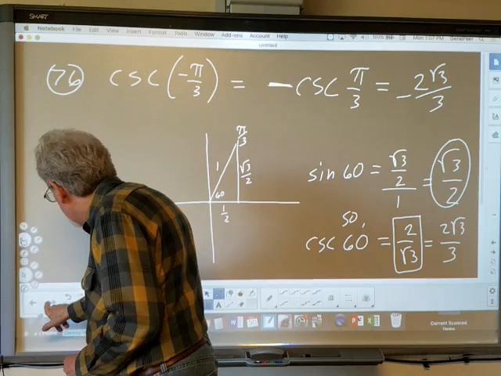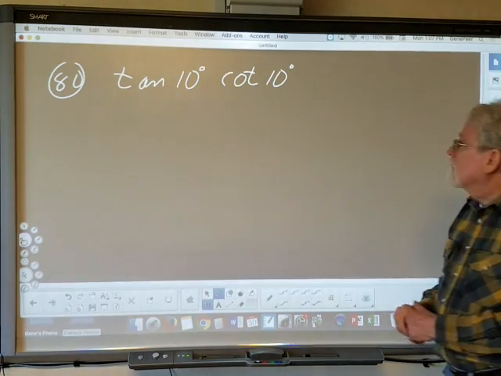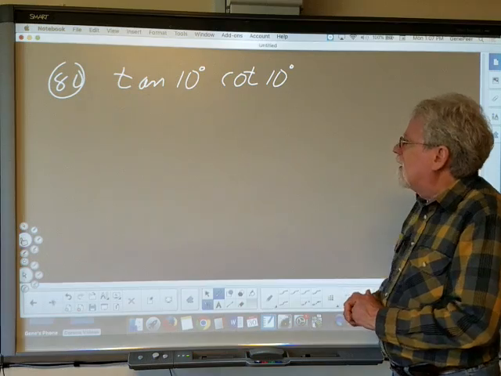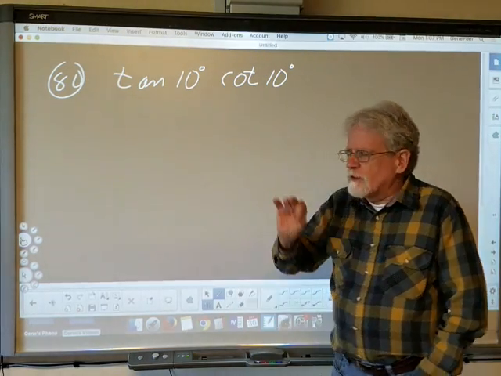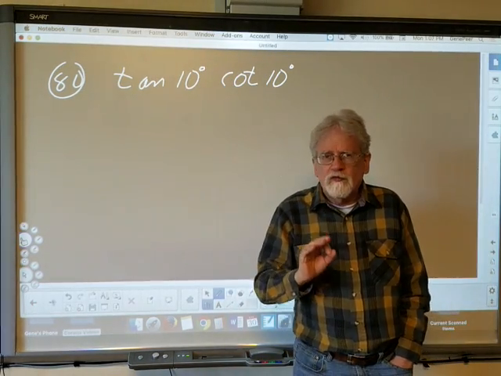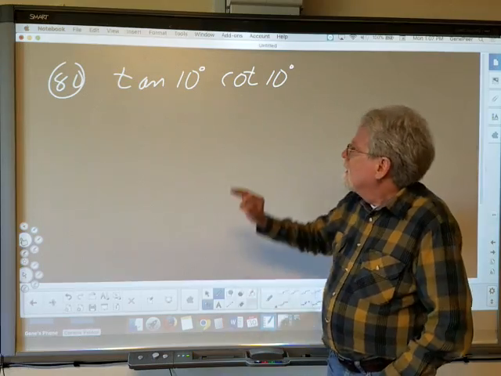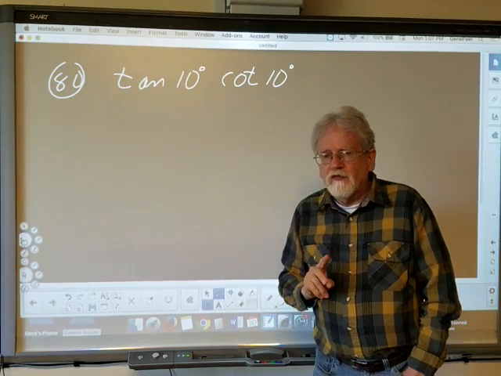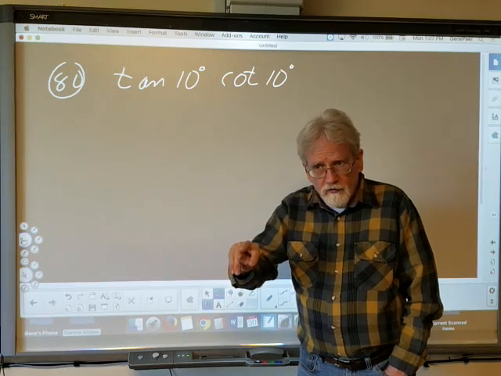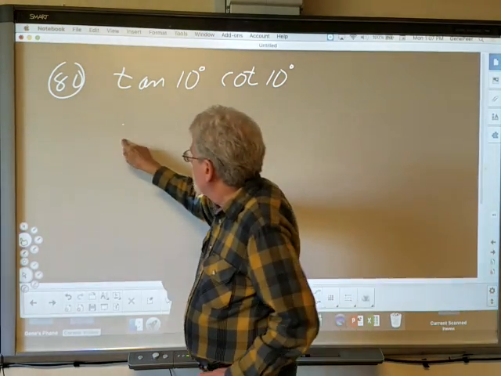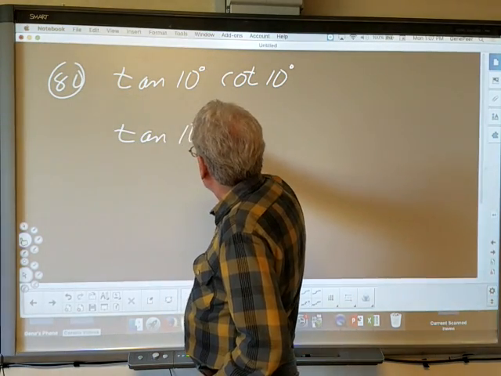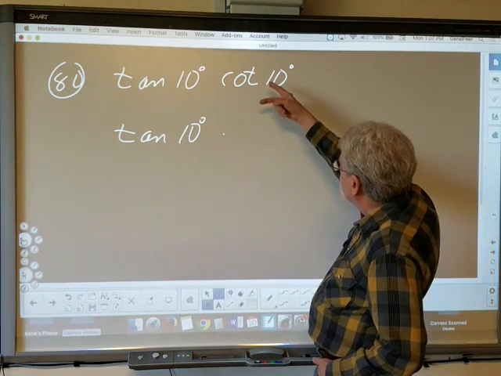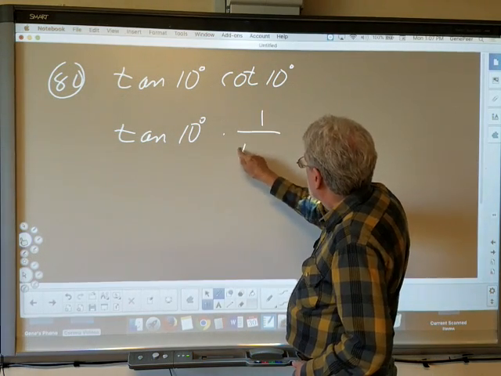Number 80. Oh, I like these. These are kind of cool. You like these? I had no idea what to do with this. Not bad at all. Just think of your identities, those identities that you are supposed to be memorizing. What is cotangent equal to? Cotangent is the reciprocal of tangent. So let's rewrite this as tangent of 10 degrees times the cotangent, which is the reciprocal of tangent.